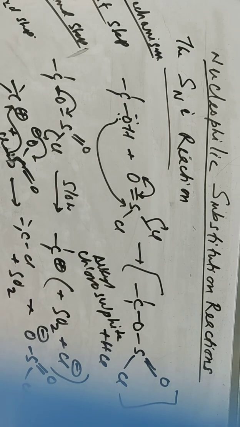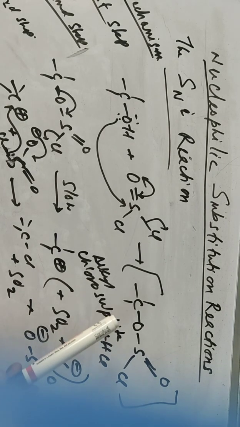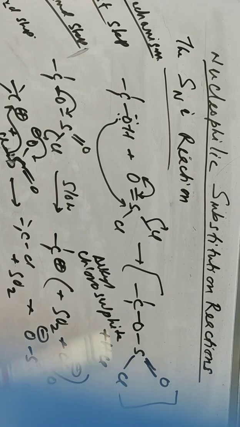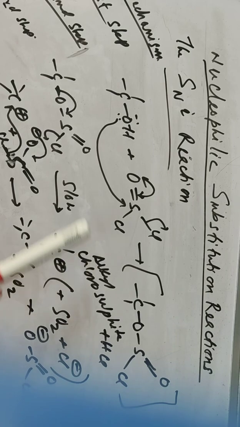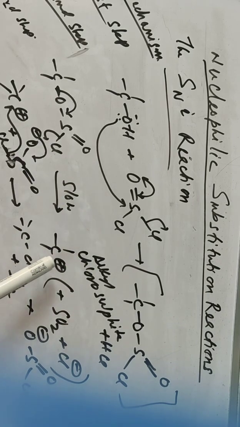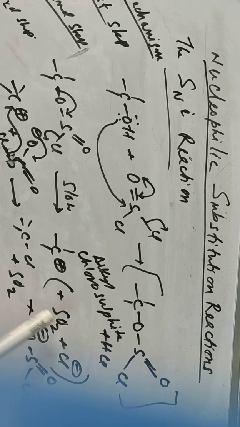The mechanism of the SNi reaction takes place in 3 steps. In the first step, formation of alkyl chlorosulfite as intermediate takes place. In the second step, this alkyl chlorosulfite dissociates slowly into a carbocation and another ion pair, sulfur dioxide and chloride.